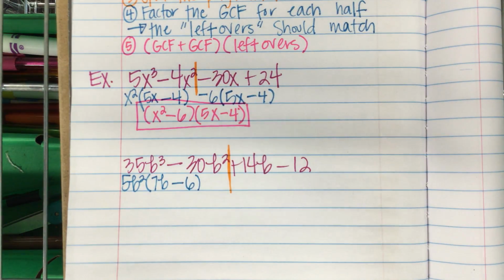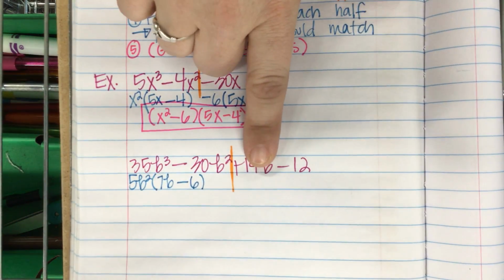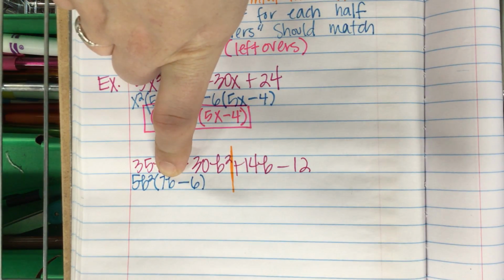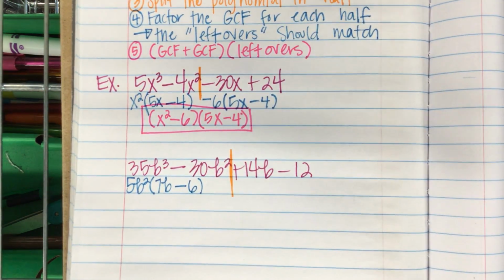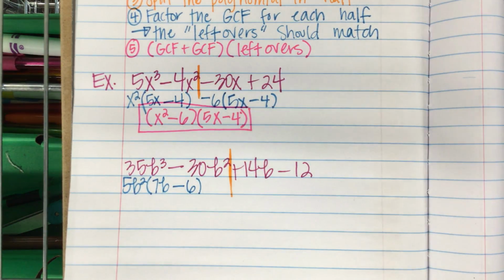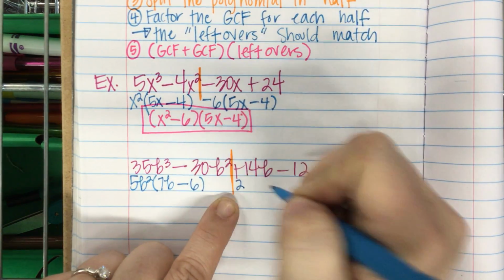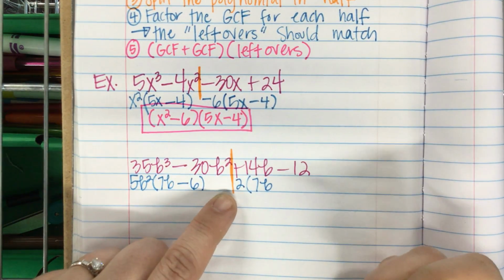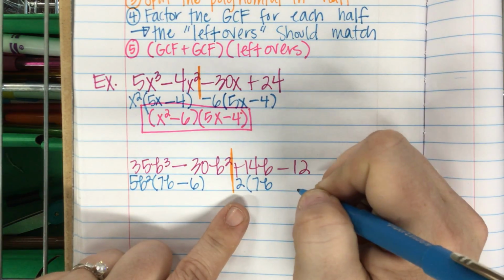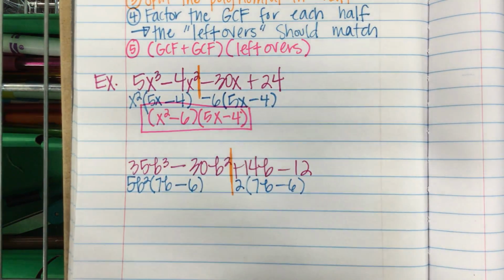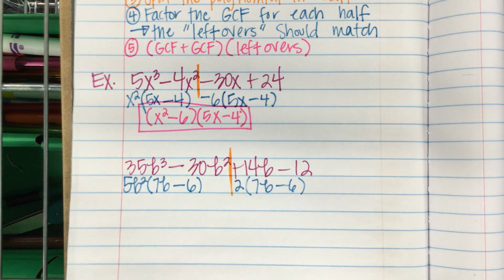Factor out the greatest common factor of the second half, 14b minus 12. What can 14b and negative 12 both be divided by? 2. Or you can think to yourself, how do I make this 14b become 7b? Because you want your leftovers to match. I want my leftover to be 7b. That tells me I need to divide by 2, which is the greatest common factor. And negative 12 divided by 2 is negative 6, making the solution what?